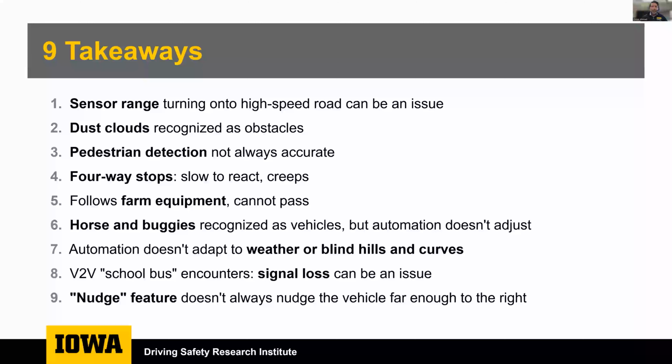So today's webinar is about lessons learned. We are going to share with you nine lessons. There were many more, but in the interest of time, we limited it to 9. So I'm going to turn it over to my colleague, Steve Cable, who's going to start us off by talking a little bit about sensor range on rural roadways.